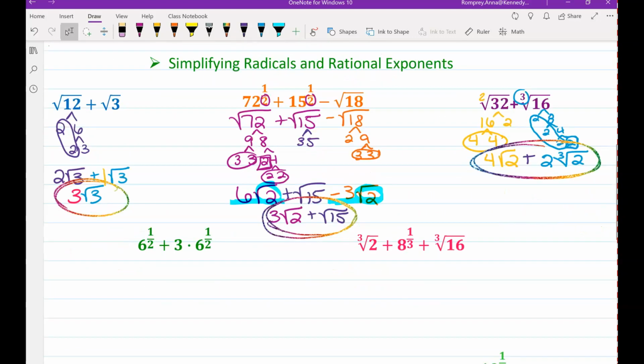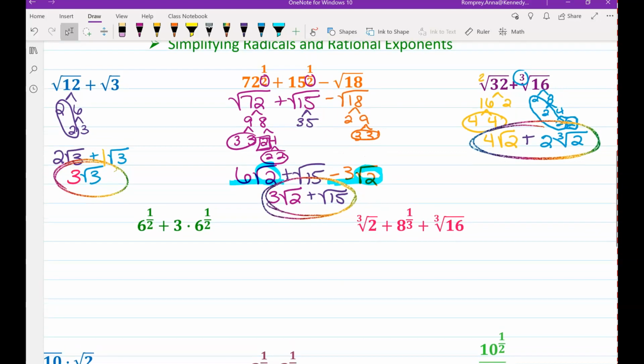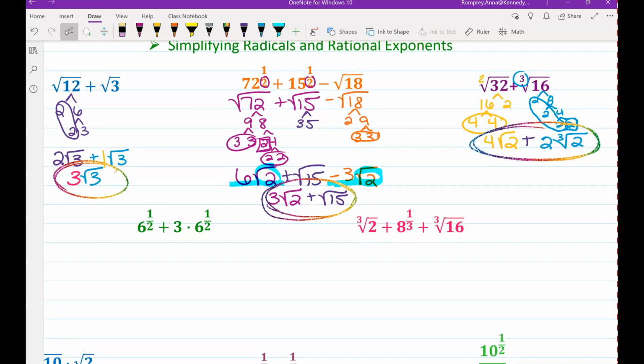Cool? So I would recommend that you go ahead and pause the video and try these next two and then come back when you get your answers. See how you do.